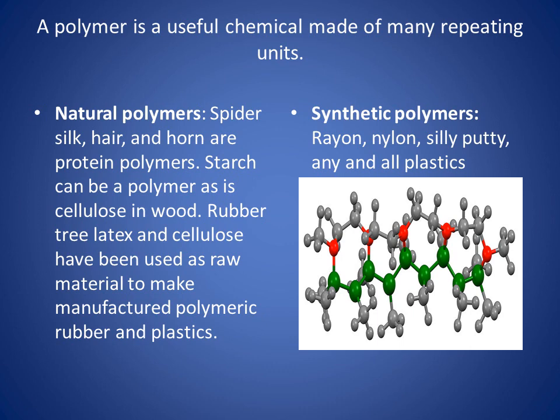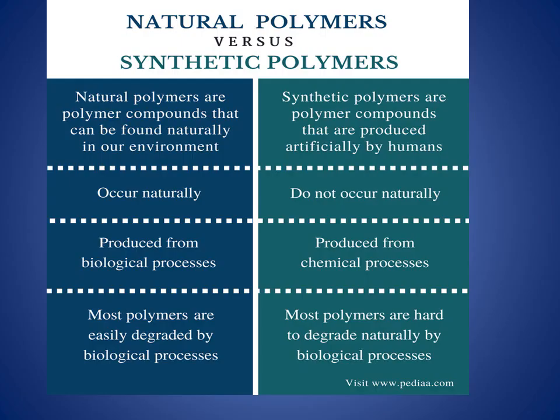And then we have synthetic polymers. Rayon, nylon, silly putty, and any and all plastics are examples of synthetic polymers. Natural polymers, again, versus synthetic polymers. Natural polymers are polymers, meaning chains, many molecules linked together that can be found naturally in our environment. They occur naturally. They are not man-made. They're produced from biological or earth processes.